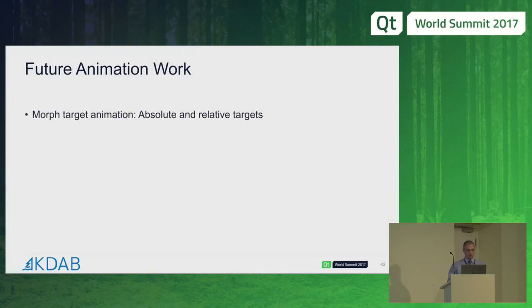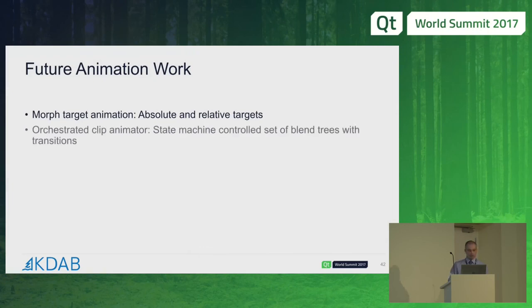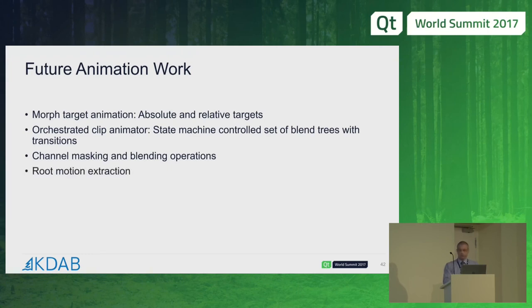And just wrapping up, some future work is we want to revisit the morph target animation so it can handle absolute and relative morph targets. Maybe add in some higher level helpers so that you can change between animation clips based upon a state machine, or in between animation blend trees based on a state machine. Be able to mask off channels and how they blend with existing values, extract the root motion and apply it to the actual entity rather than the skeleton's root joint. A pile more optimizations I could make, and also a graphical blend tree designer would be a really nice thing to have.